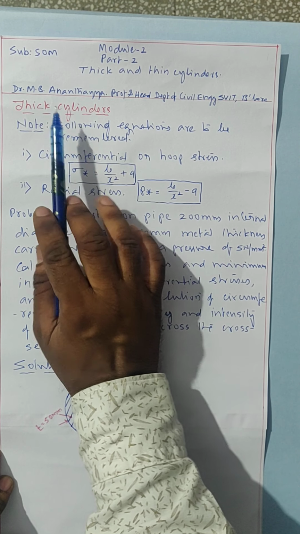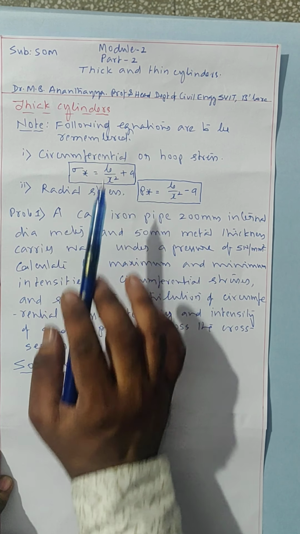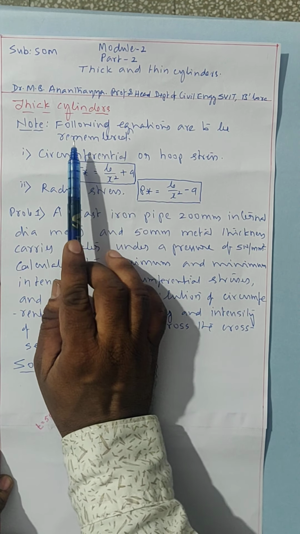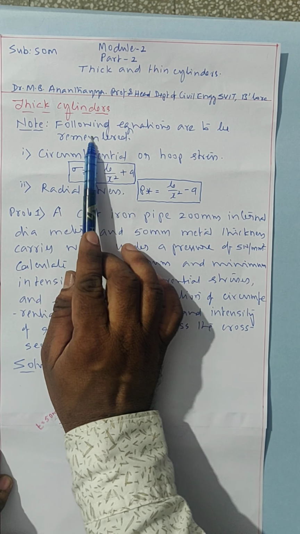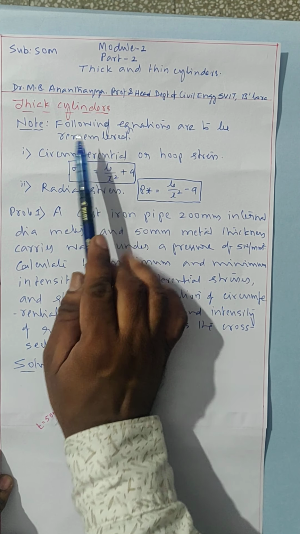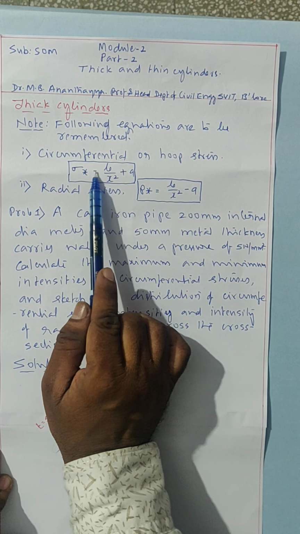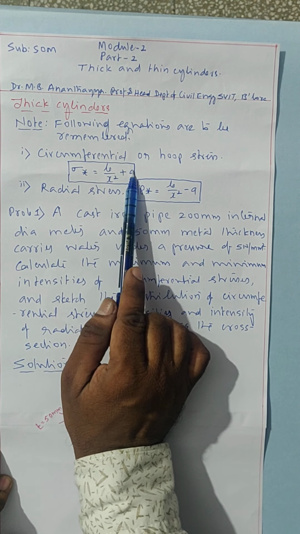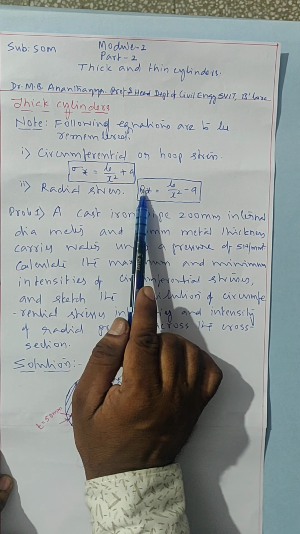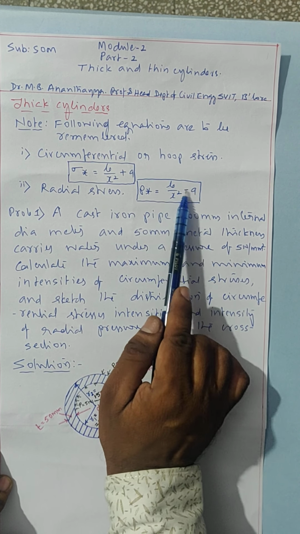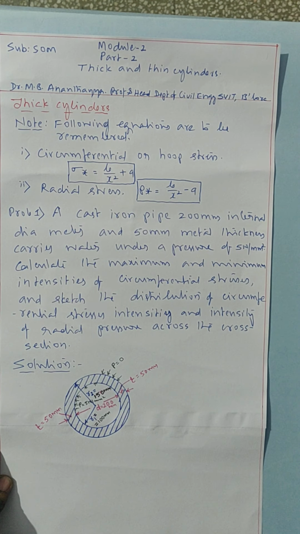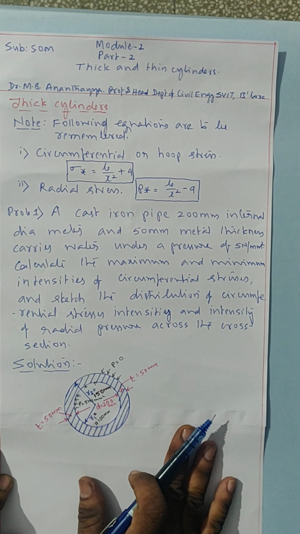Today we will see one problem on thick cylinders. If you want to solve these problems, you have to remember two equations. Circumferential or hoop stress sigma x equals b by x square plus a, and radial stress px equals b by x square minus a. It is very easy to remember. Now let us see the first problem.